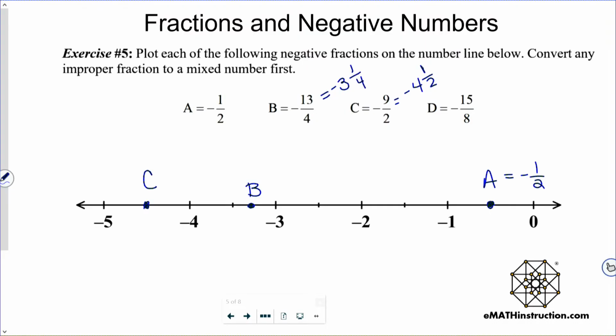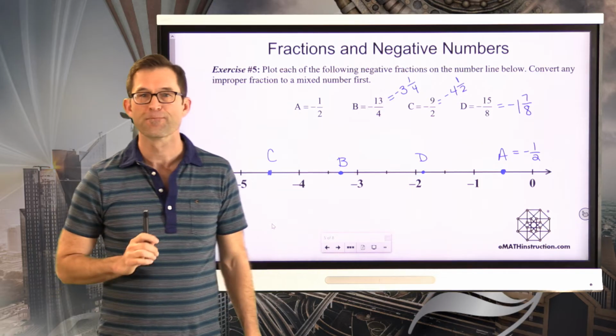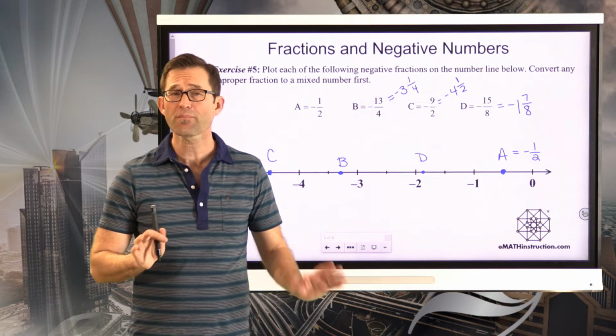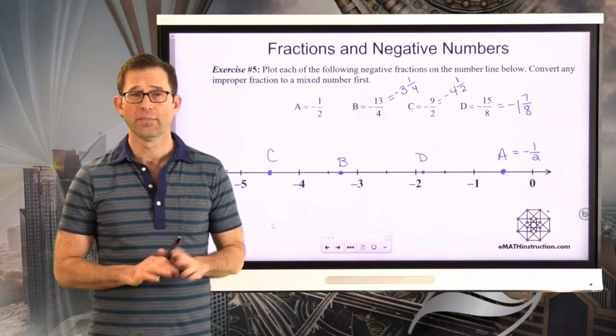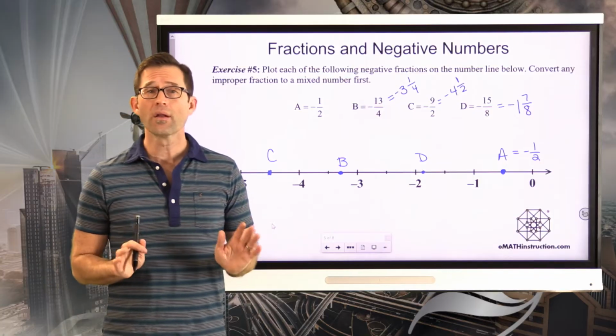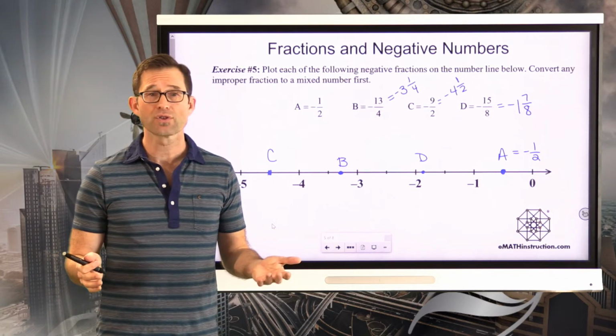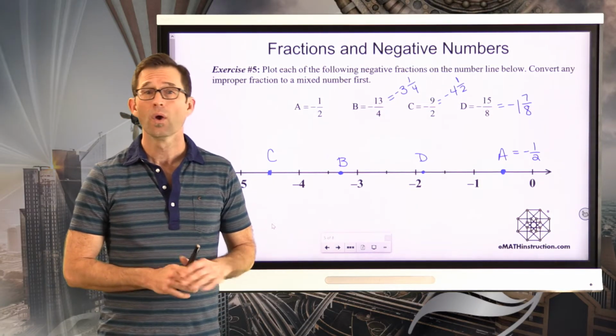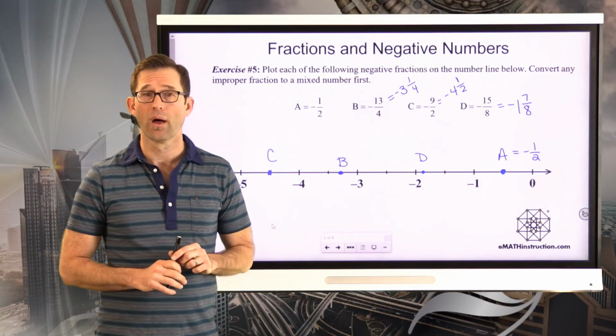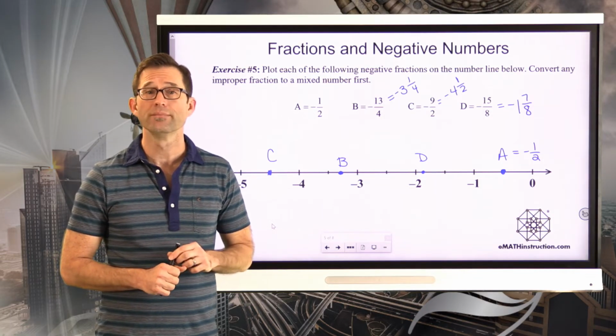It's over here. Negative 15/8, that's a little bit trickier. That would convert into a mixed number, negative 1 7/8, right? So here I've got negative 1 1/2, negative 1 3/4, negative 1 7/8 would be right about there. All right, great. And again, the whole purpose of this exercise is to recognize the fact that negative fractions exist. We can locate where they are on a number line, right? And we can plot them.